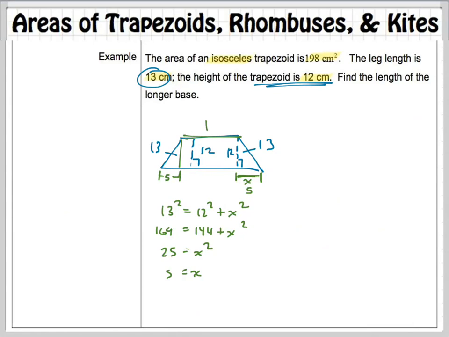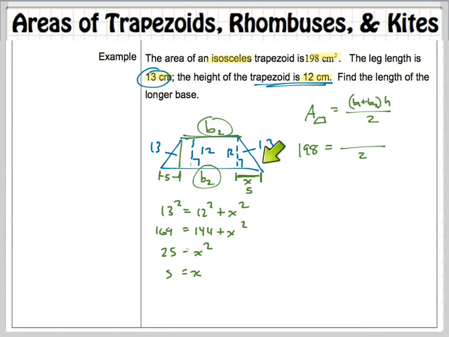Now, B1 is right here. Or that's actually B2. That's the same length as this, right? See, if I do that, that means I only have one variable to work with. So I'll be able to solve it. My formula for a trapezoid is B1 plus B2 times H divided by 2. Or you can multiply by 1/2. But let's write it like this for now. We know the area is 198, still being divided by 2. B2 is the same as the B1, which is the whole bottom one. So let's just keep them all as B2.